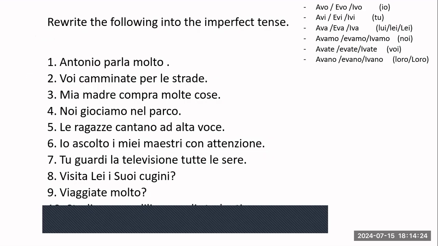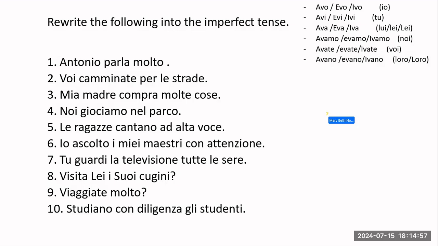Okay, let's see. I've now put the conjugations again up on the screen for all three, are, ere, and ire, so you can relate to them. The sentences I've written are in present tense, so you can see how you can change from your present tense to your imperfect. All right, let's start with Doug. Antonio parla molto. Antonio parlava molto. Good, excellent.